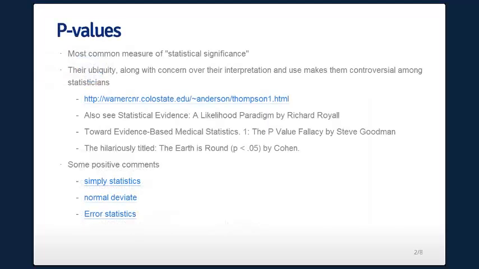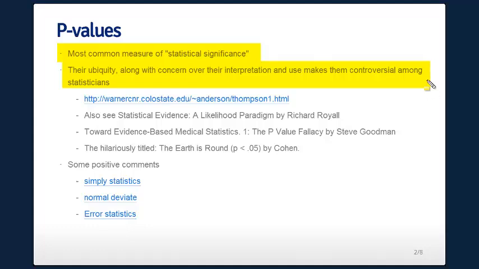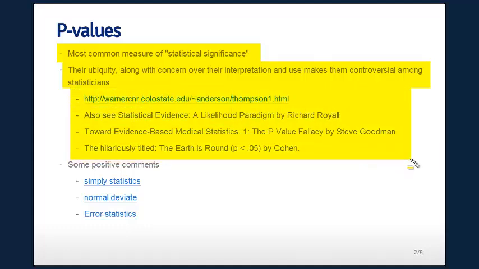P-values are the single most common measure of statistical significance. Their ubiquity, along with the concern over their interpretation, makes them controversial among statisticians. People love to fight over p-values. Here are some instances where people criticize p-values quite forcefully and with a fair amount of intellectual merit. My favorite is "The Earth is round, p less than 0.05." I just like the title.